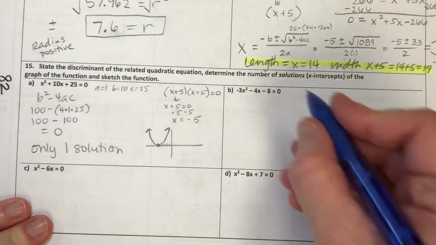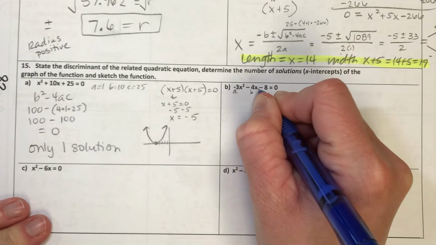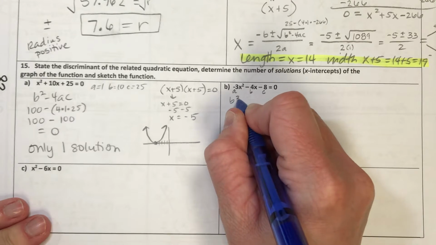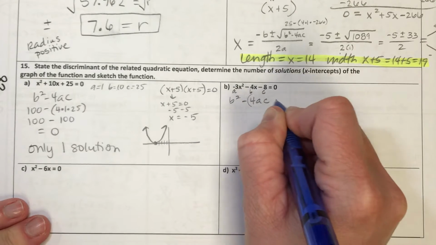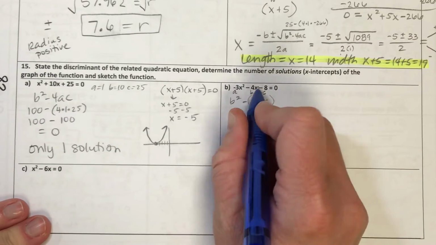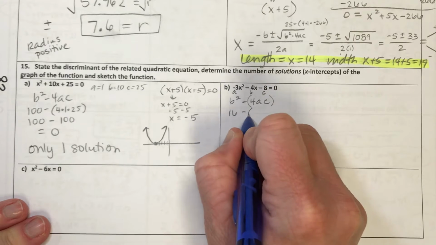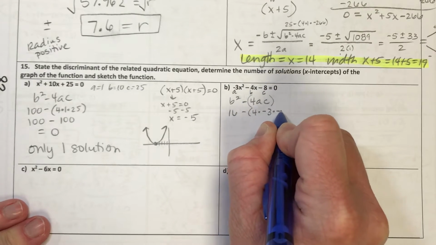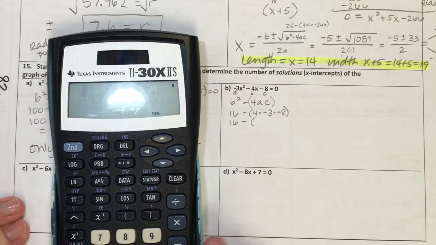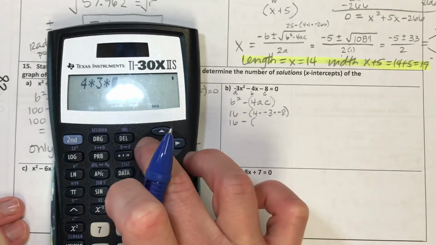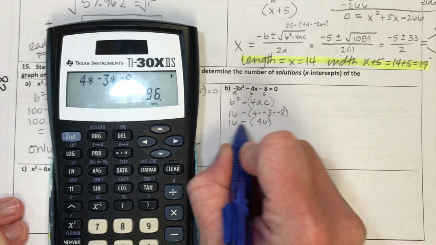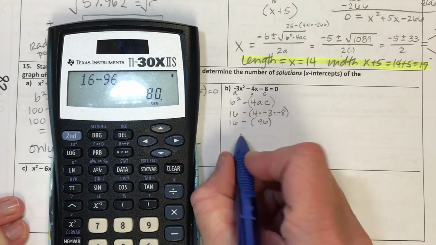So there's my picture. Now here my A is negative 3, B is negative 4, and C is negative 8. So I'm going to take b squared minus 4ac, and remember, since this is multiplying, you have to multiply before you subtract with your order of operations. So I have negative 4 times negative 4, and then 4 times negative 3 times negative 8. So 16 minus 4 times 3 times, negative 3 times negative 8 is going to be 96. And 16 minus 96 is a negative 80.